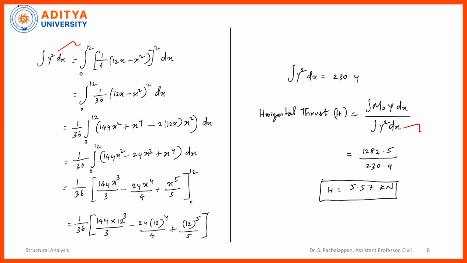So integral of y square dx is equal to integral 0 to 12, because the overall span of the arch is 12, and then this is the value of y. Since it is y square, we are putting the square term here and then we are going to square it. So 1 square is 1 and then 6 square will become 36. So this 1 by 36 I am taking outside the integral. For the remaining term, if you square the 12, 12 multiplied by 12 will become 144, and then x square, this x will become x square and then this x square will become x power 4.